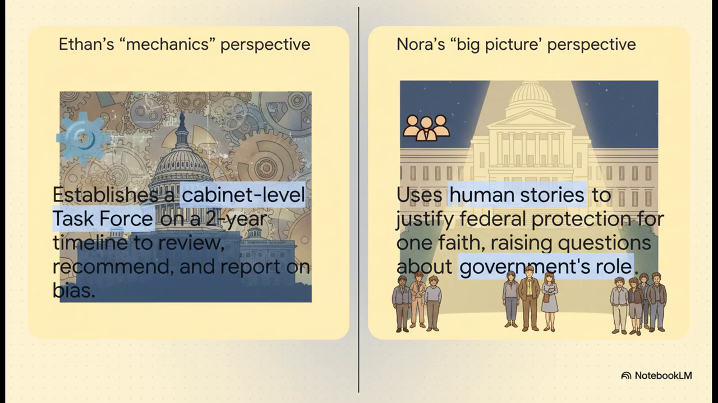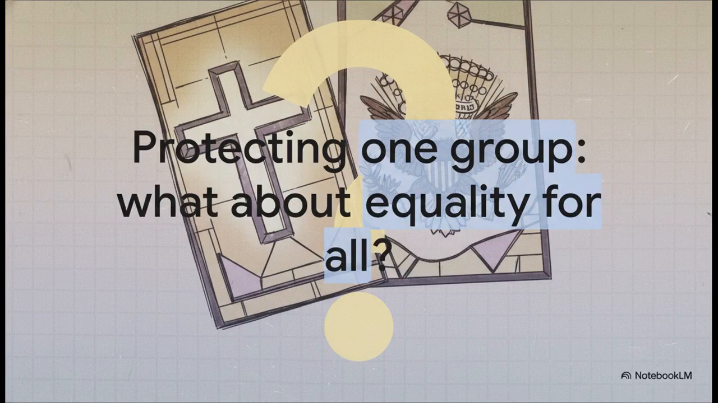Right. And if we look at it from the big picture, the human perspective, this is really about aiming to provide federal protection for one specific faith group. It uses those very specific human stories and grievances that we talked about as its main justification. And doing that, well, it naturally raises these much broader questions about what the government's role should be when it comes to religious matters. So, when you boil it all down, this executive order is a very direct response to what it sees as real grievances, and it creates a pretty powerful new tool to address them.